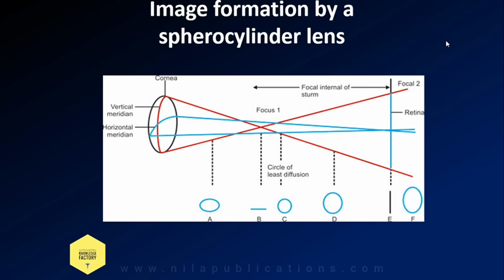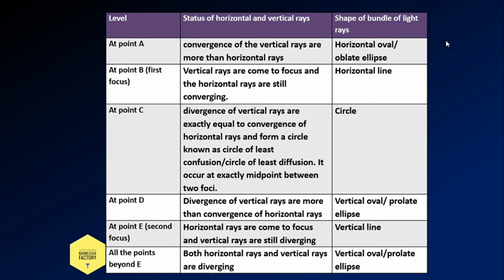Image formation by a spherocylinder lens. Configuration of light rays through a spherocylindrical surface is known as Sturm's conoid. This diagram is the Sturm's conoid. We can discuss different levels and shapes of the bundle of light at those levels.